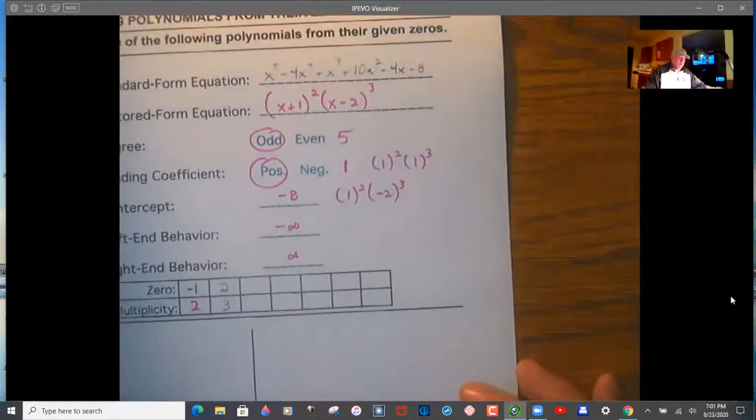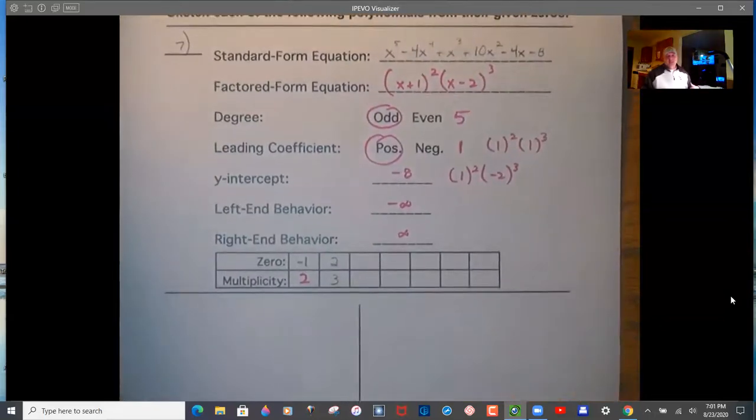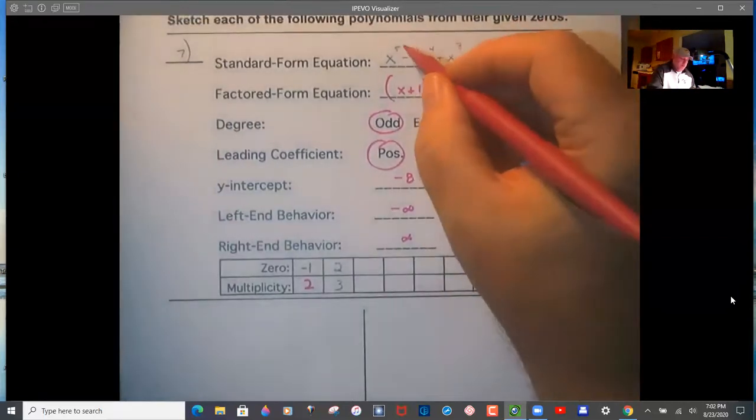Okay, so odd positive means that as you're going out way to the left, those negative values, when you raise it to a degree of 5, that's a negative. And so that's taking over, meaning your y values become extremely negative. As you go out to the right, it doesn't matter. A positive number raised to the fifth power is positive, and that takes over. So it's this.